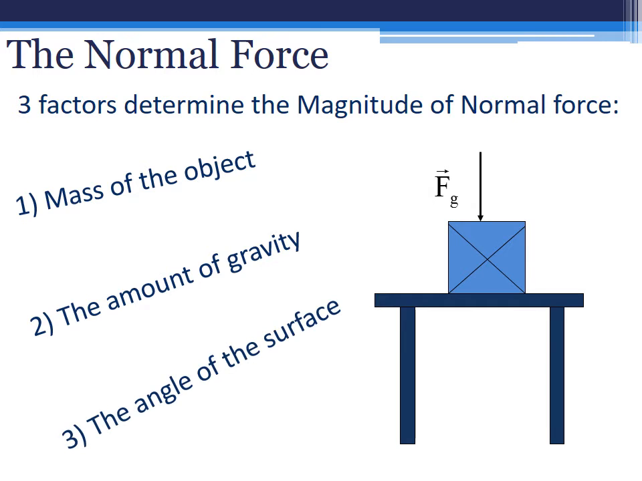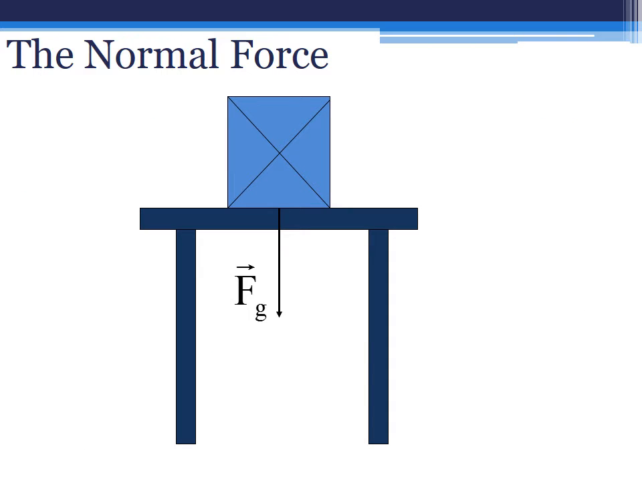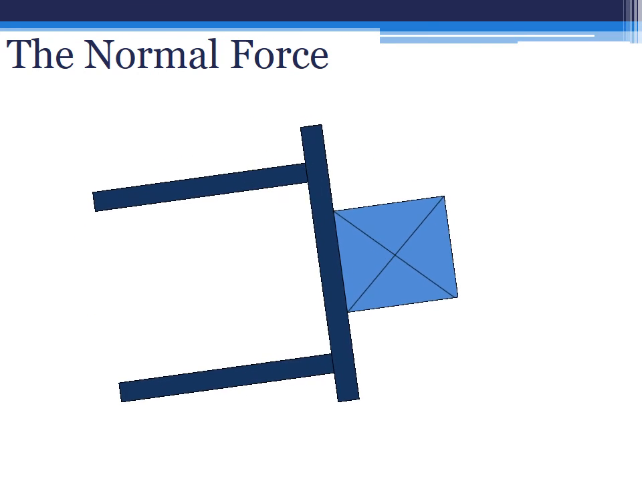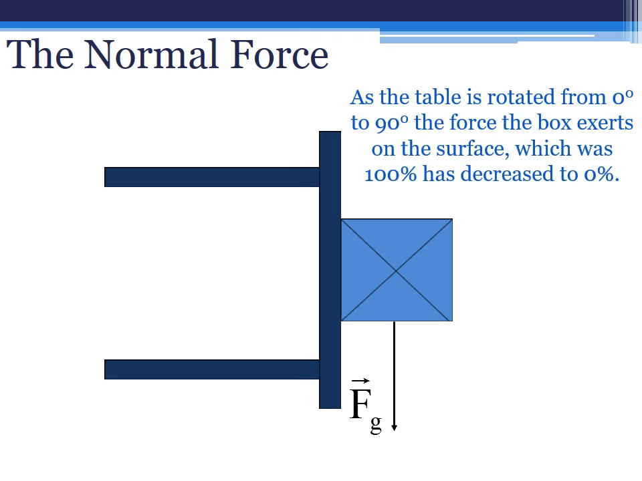And the third is the angle the surface is relative to the force of gravity. The angle, which may not be initially intuitive, makes sense if you think of a box sitting on a flat table. The force being exerted by the box is completely pushing down on the table. But if the table is slowly tipped, the box begins to exert less force on the table. As the table is rotated from 0 degrees to 90 degrees, the force the box exerts on the surface, which was 100%, has now decreased to 0%.